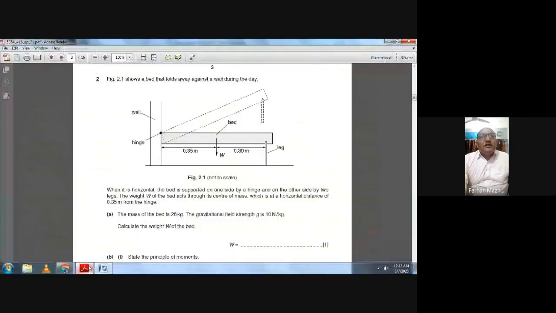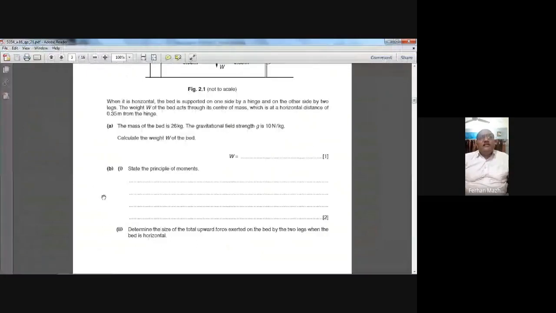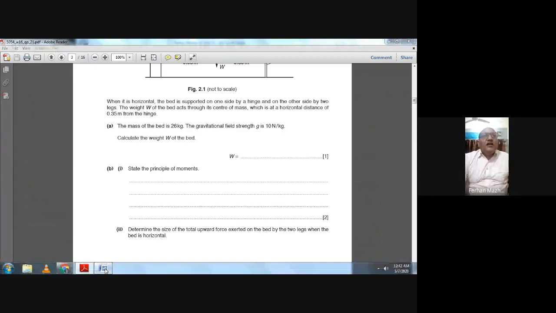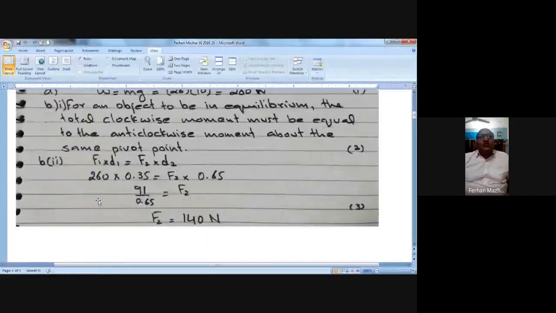Okay. The next question, B, first part is, state the principle of moments. The principle of moments is very simple: if you have a body in equilibrium, the clockwise moment acting on the body will be equal to the anti-clockwise moment. In other words, people say the sum of the clockwise moment and the anti-clockwise moment will be zero. So I have written this answer also. Let me read that. For an object to be in equilibrium, the total clockwise moment must be equal to the anti-clockwise moment about the same pivot point.